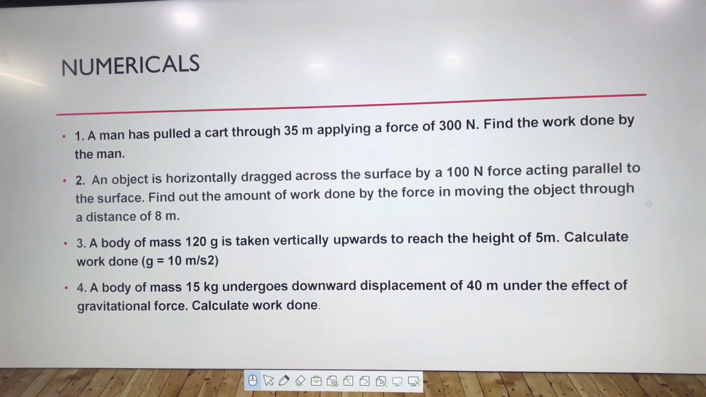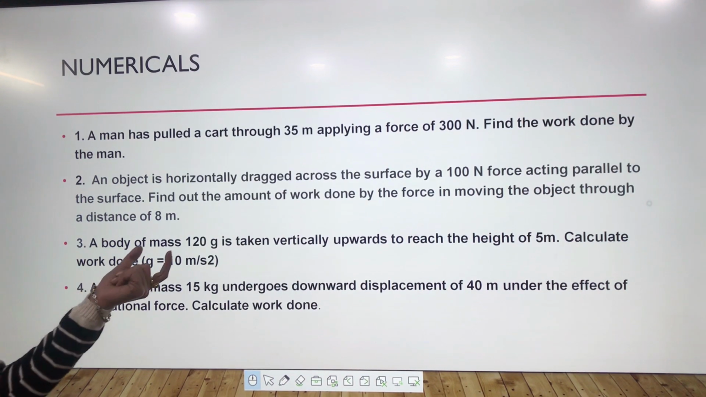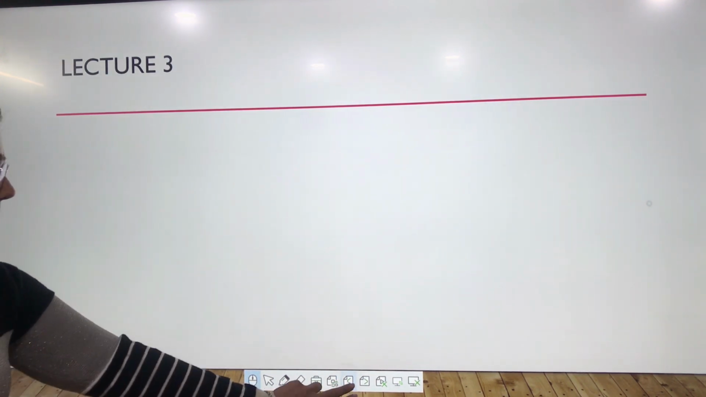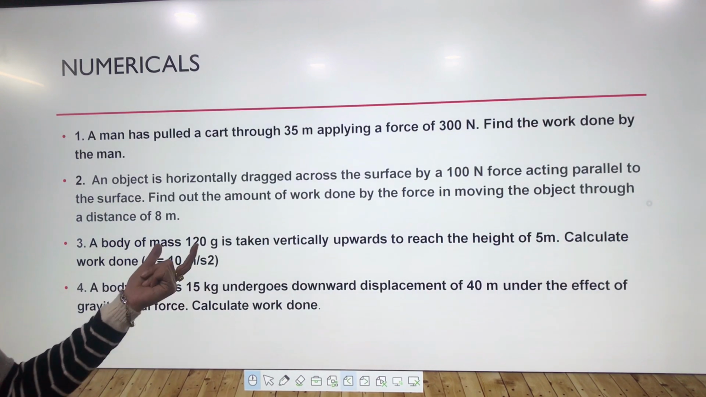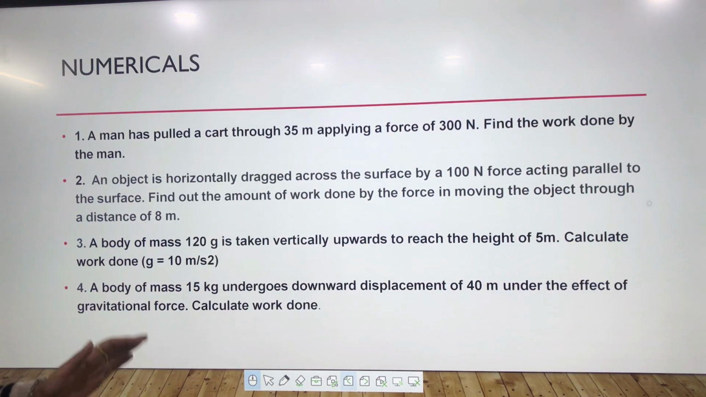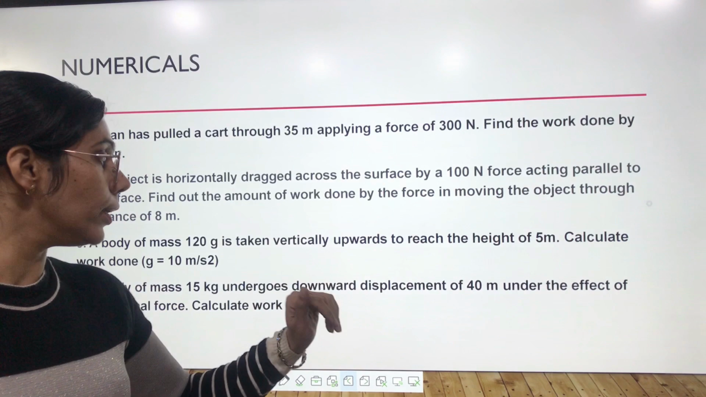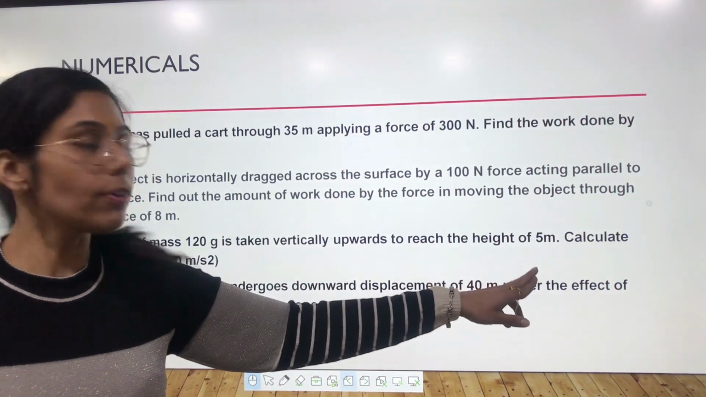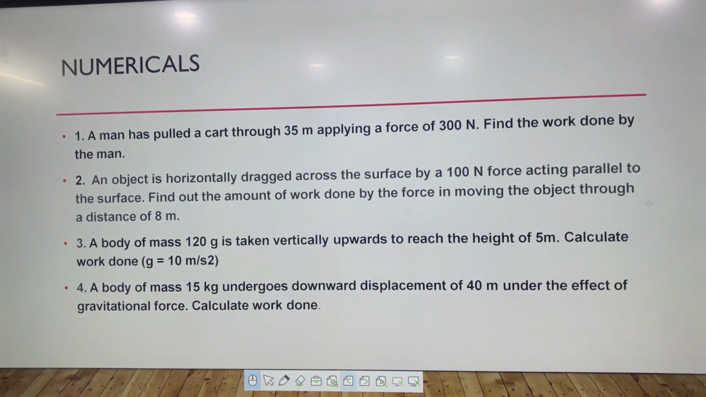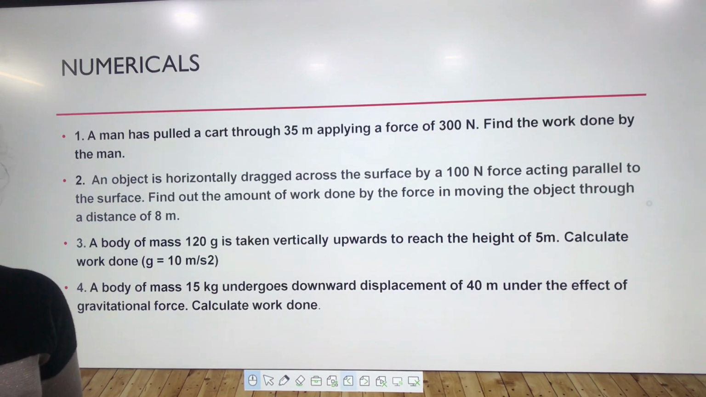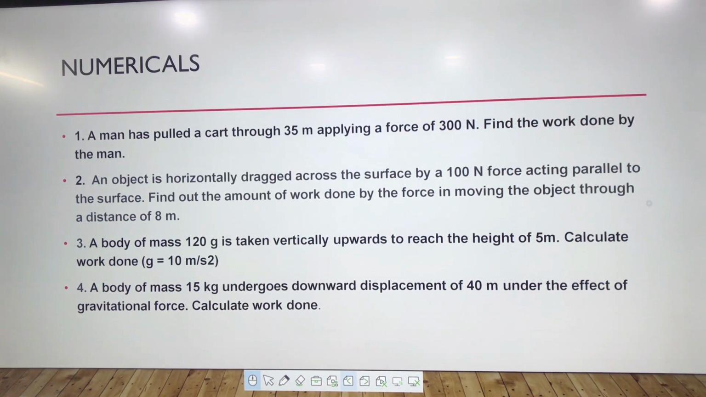Now let us proceed with the third numerical. A body of mass 120 gram is given, and it is taken vertically upward to reach a height of 5 meter. We need to calculate the work done over here, and the acceleration due to gravity we need to take is 10 meter per second square.